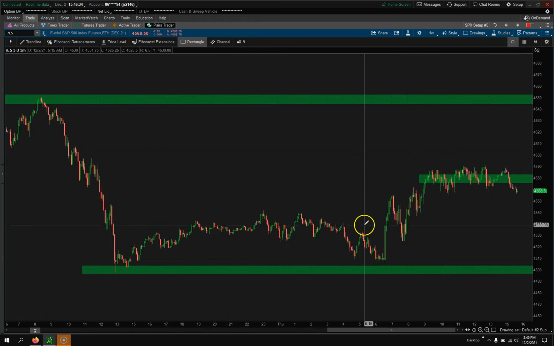I think it's a great way. Hopefully this helps you guys understand how to trade my trade zones a little more and things like that.